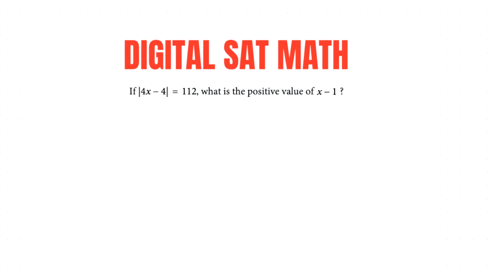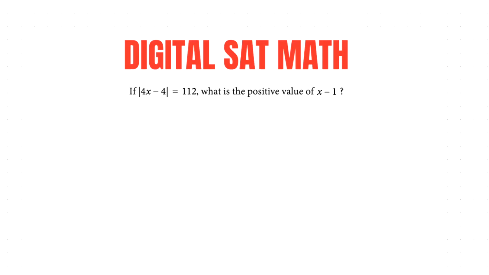So, what exactly is absolute value? The absolute value is the distance on a number line from zero. Simply put, it's the distance a number is from zero on the number line. But let's break it down further.